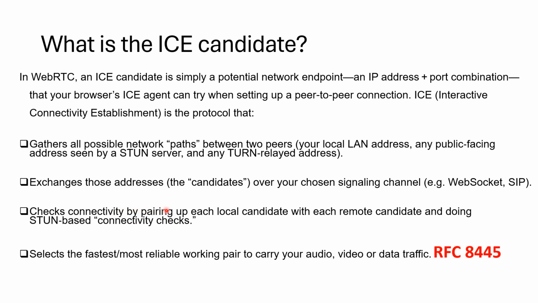Then check the connectivity between all peers that are connected, and then with a special priority, they choose one of them as the pair for exchanging the video and data traffic. And you can see the details for ICE candidate in RFC 8445. Why is it important? Because it is an essential part of WebRTC that is related to the latency during this protocol.